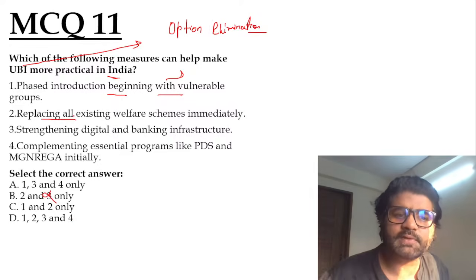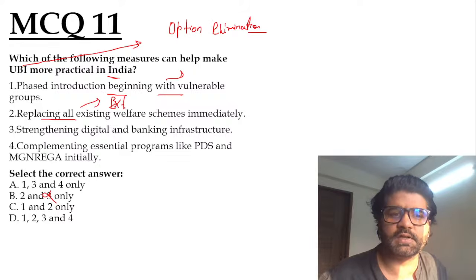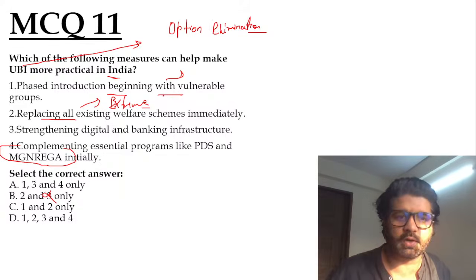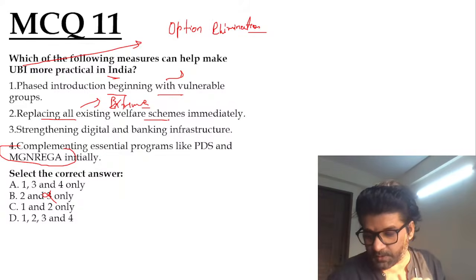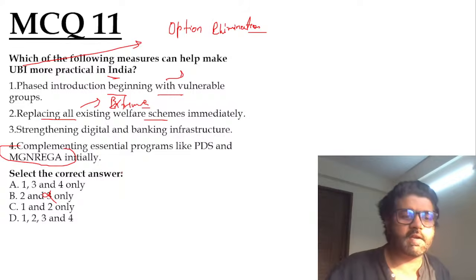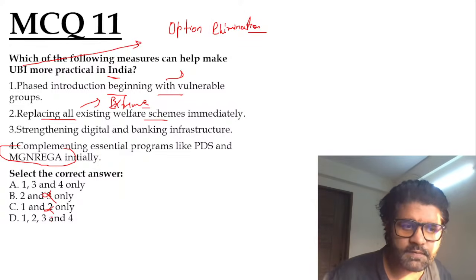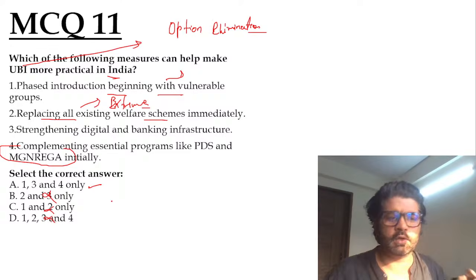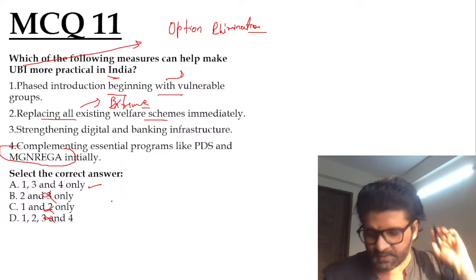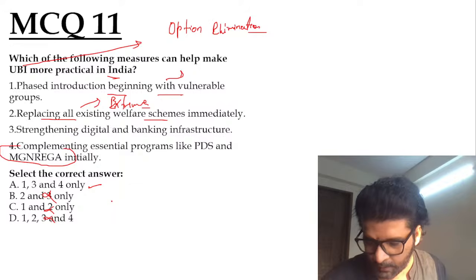Replace all. This is an extreme statement, guys. We have discussed, no, you don't have to replace schemes like NREGA, etc. This is not right. You will need some schemes. You cannot replace all schemes. So second is wrong. If second is wrong, you're left with 1, 3, and 4. You can eliminate all options, you will get the answer. That is A, as stated by Iltush and Gajanan.